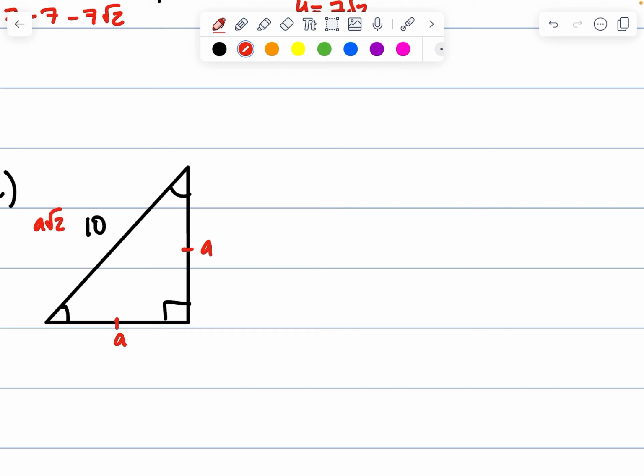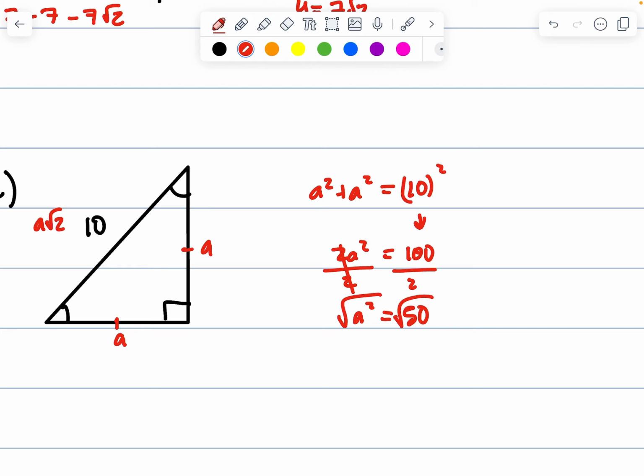Now, two ways you could do this. You could use the Pythagorean theorem. A squared plus a squared is equal to 10 squared. And then you could solve. You could say 100 is equal to 2a squared. Divide by 2. A squared is then equal to 50. Square root both sides. 25 goes into it, which square root of 25 is 5. 25 times 2, so that's root 2. And this is your a value, your side.